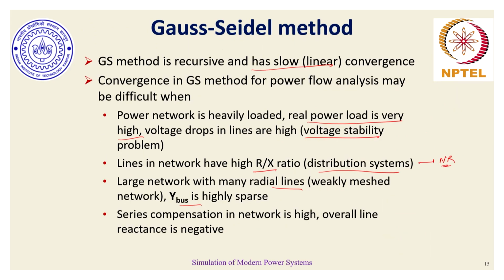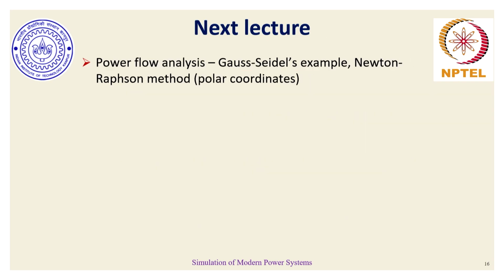And in case the system is heavily compensated, specifically through reactors, if the overall line reactance becomes negative, then also Gauss-Seidel method has convergence issues. So, that is the reason or pitfall or challenge involved in Gauss-Seidel method. Its understanding is very good, but its application for real world practical networks is difficult.